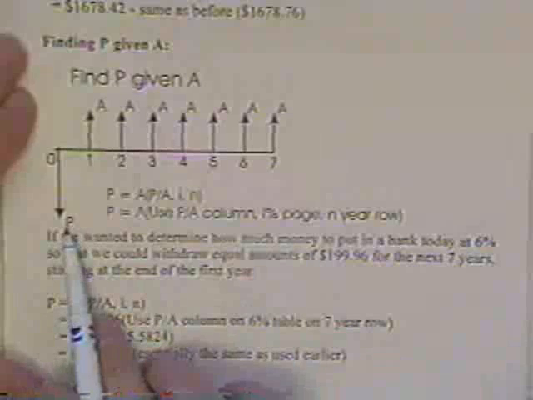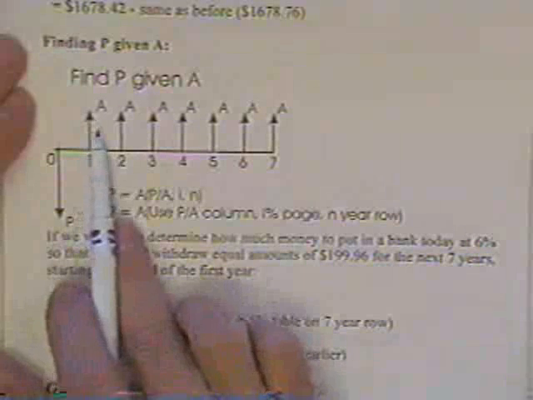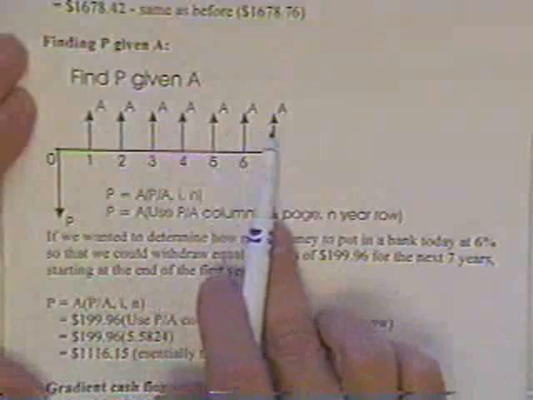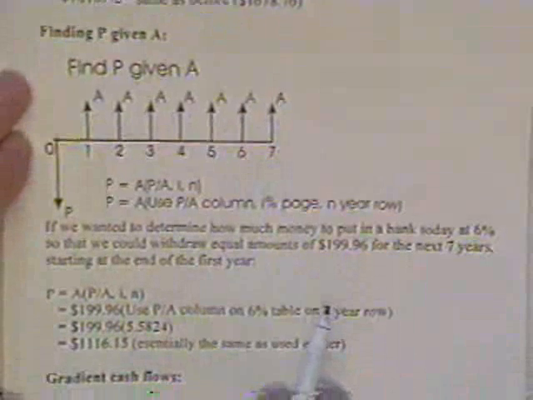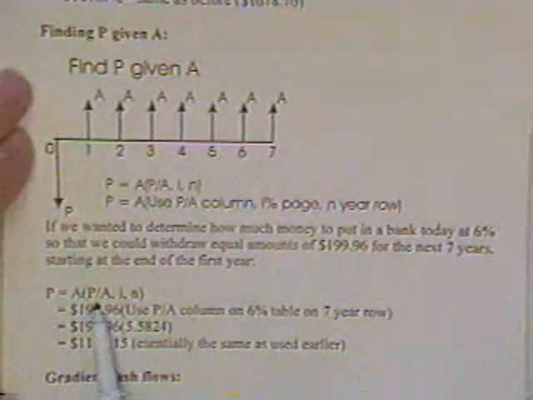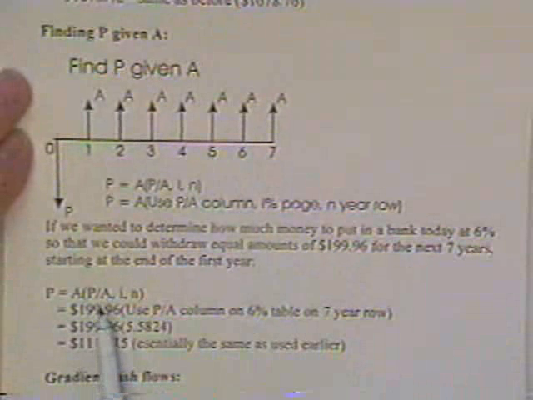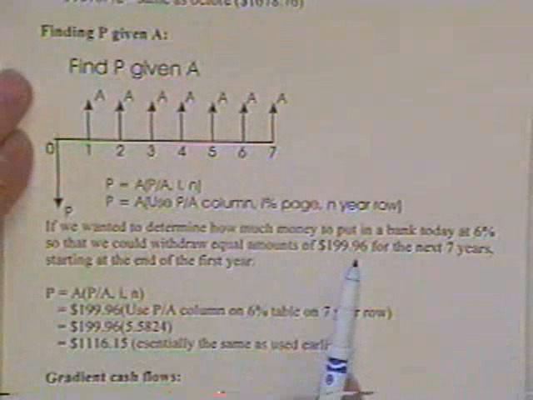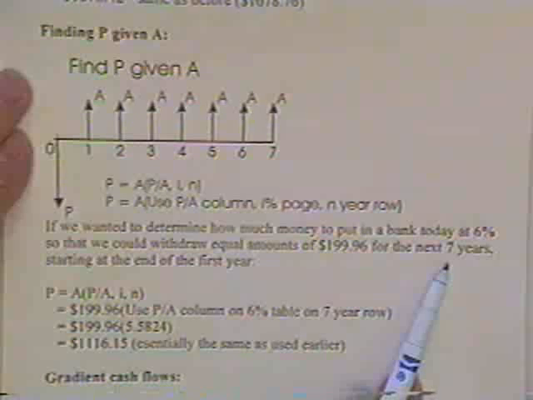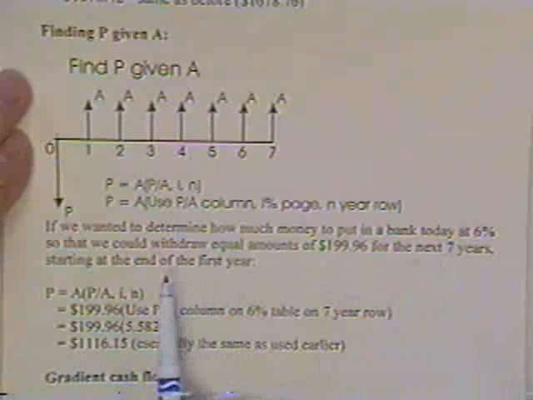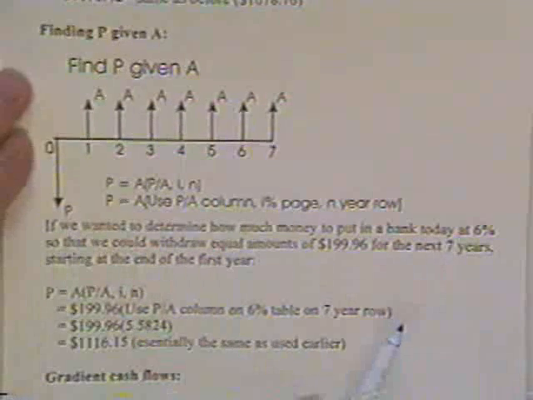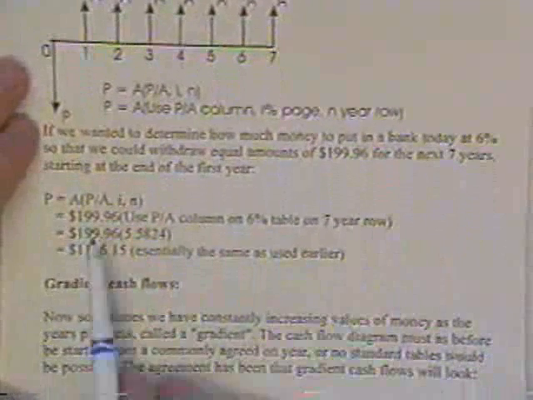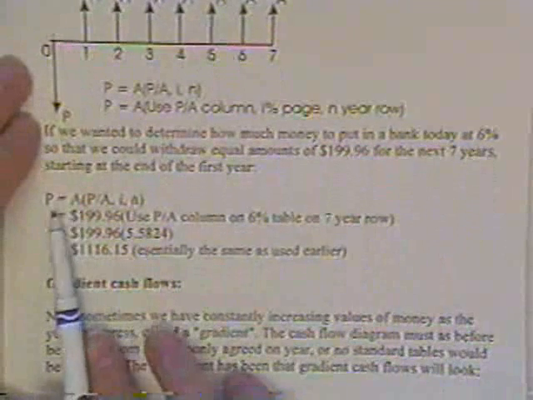How would you find the present value of a future annuity? Well, you turn the original equation we had around. In this case, if you wanted to put $199.96 in the bank for 7 years, how much would you have to put in now? You can solve that the same way.